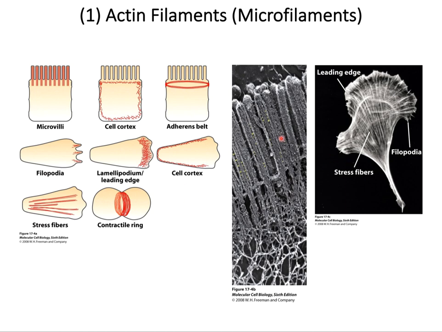Here is an EM micrograph and a fluorescence micrograph showing the actin filaments within the cell. So this is a fluorescence micrograph, and this is an electron micrograph. And you can easily see and appreciate the actin filaments in each of these structures. And here you can see some stress fiber, and this is the leading edge, which is the filopodia. And here you have this microvilli and a thick, dense network of actin towards the bottom.